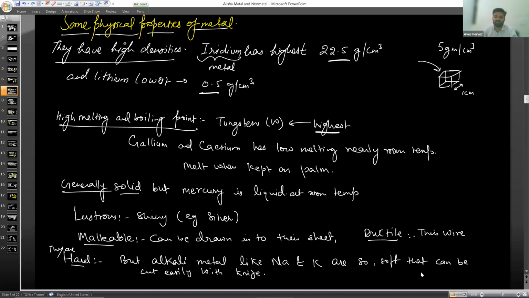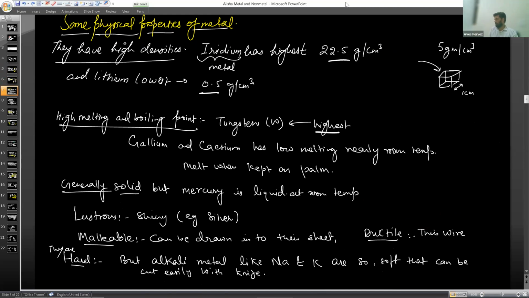So memorize it fast. Sir, does most malleable mean easier or harder to draw into sheets? Malleable means that when you hammer it, it can be made into a thin sheet. Gold is more malleable, meaning it is easy to make into thin sheets. Okay, sir.